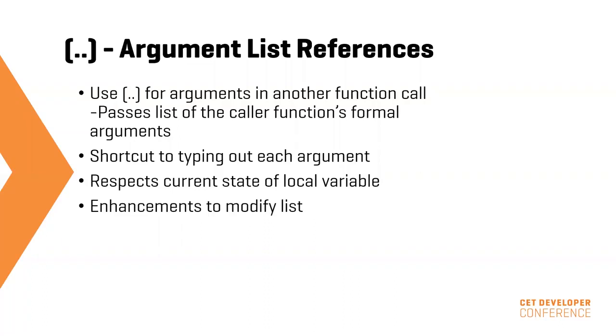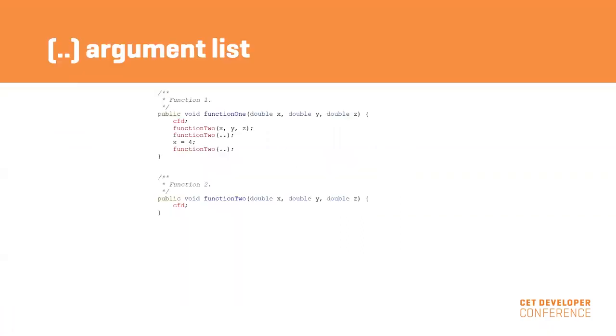So it won't be useful if you need to pass in arguments in a different order than your caller, or you need non-consecutive arguments. What I mean by this is if you need the first and the last argument, this won't work. Okay, so the first example that I have here is just a simple example of how this can be used.